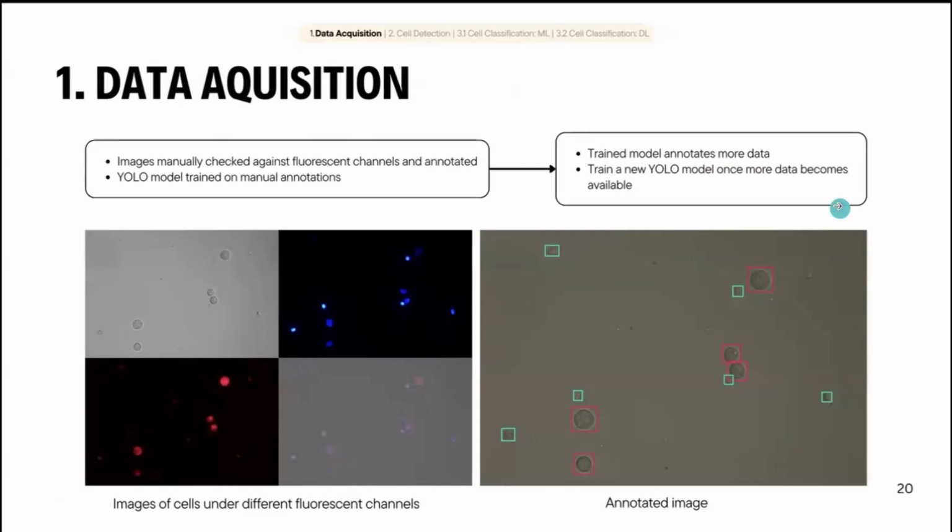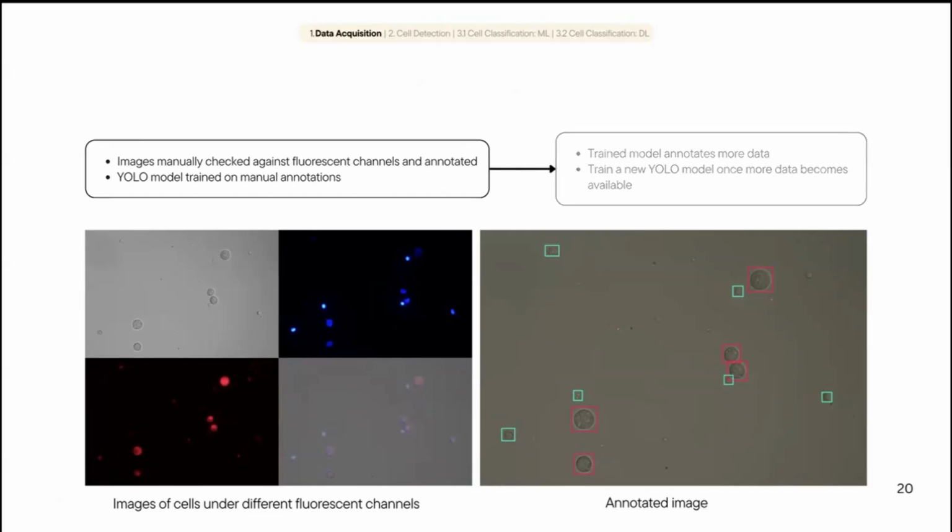For the results of data acquisition, here are some examples of the images from the dataset. Each dataset has images in three different channels. First, there's a bright field, and also there's a blue channel for the white blood cells and a red channel for the cancer cells. And on the right is an example of the annotated image that we have done using RoboFlow.